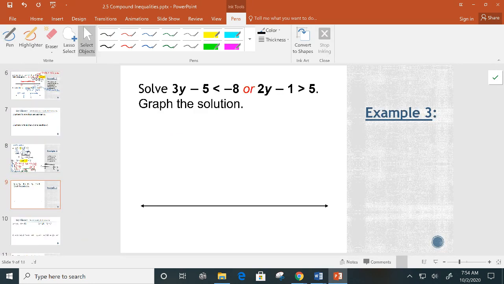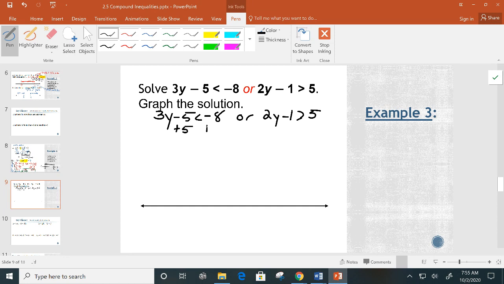And then we have our ors. Our ors are a little bit easier because they're going to be written as two separate inequalities with the word or in between. So we just solve them as two separate inequalities here. So we're going to have 3y minus 5 is less than negative 8, or 2y minus 1 is greater than 5. And just solve these out as two separate inequalities like we were doing.